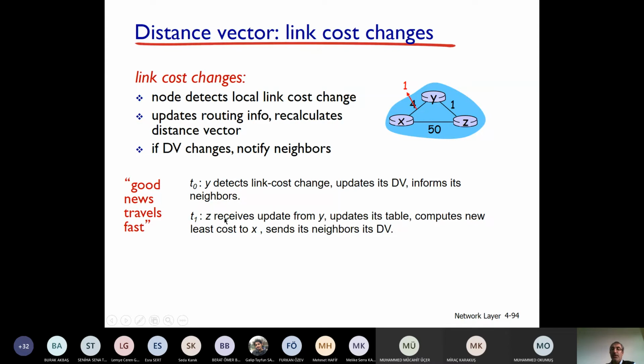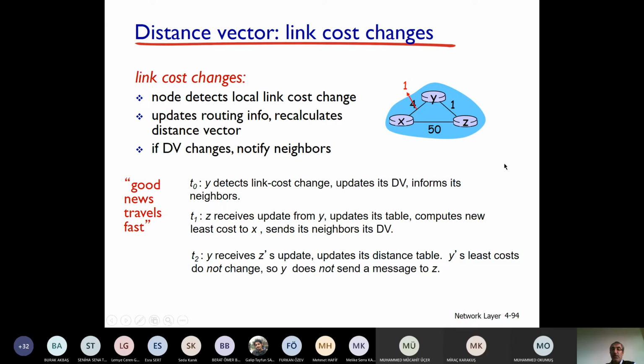Assume that in time slot T1, Z is going to receive this update from Y, and it's also going to update its table, and it's going to compute the new least cost to X, and send its neighbors its DV. And in the third time slot, Y is going to receive Z's update, and it's going to update its distance table. As you see, Y's least costs do not change. So Y doesn't send that message to Z because initially X can reach Z through Y. The total cost was 4 plus 1, 5. Now it becomes 2 even. So since this 50 is much larger than this 2, it's not going to affect Y's least cost path.